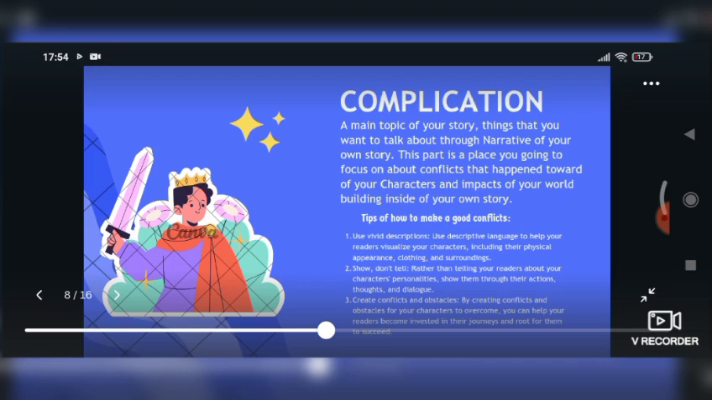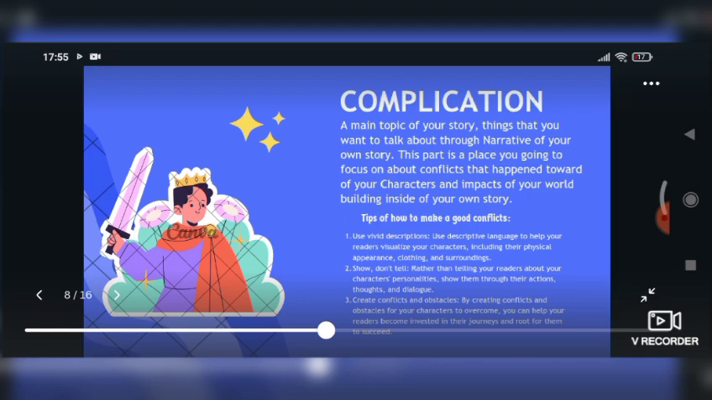So we are in the complication. A complication is the main topic of your story, things that you want to talk about through the narrative of your own story. This part is the place where you focus on the conflict that happens to your character and the impacts of your world building inside your own story. Tips on how to make good conflicts? Use vivid descriptions as always.